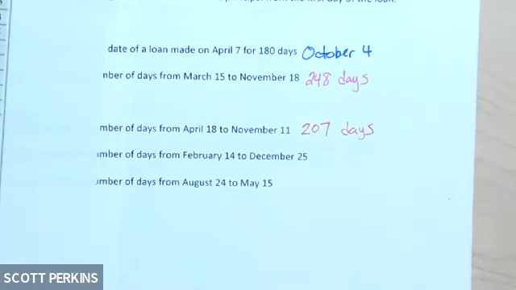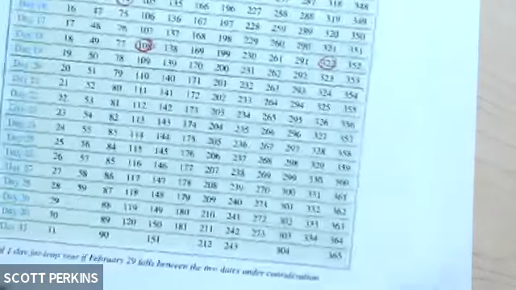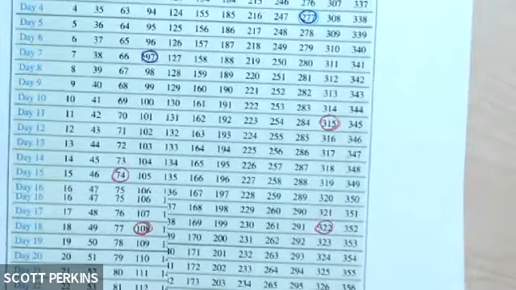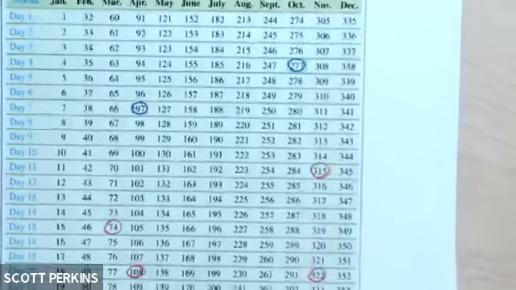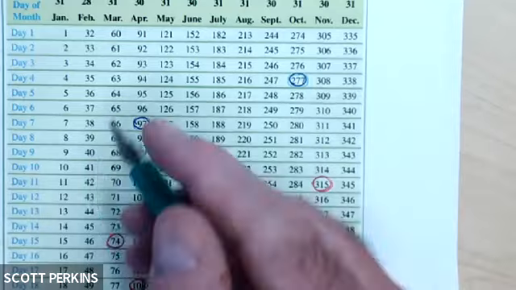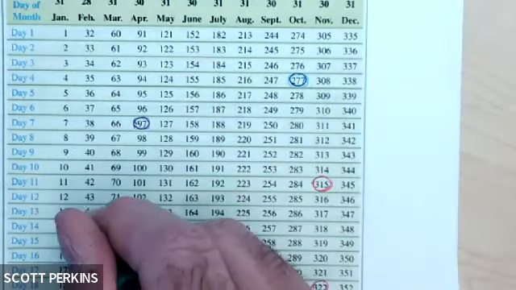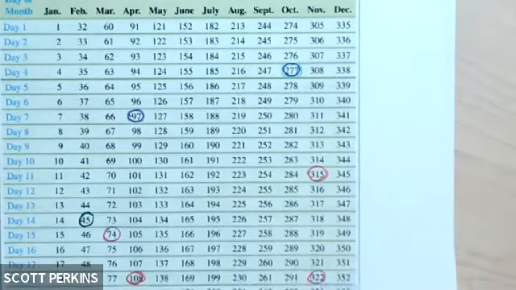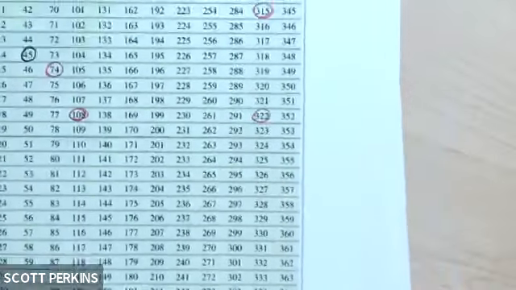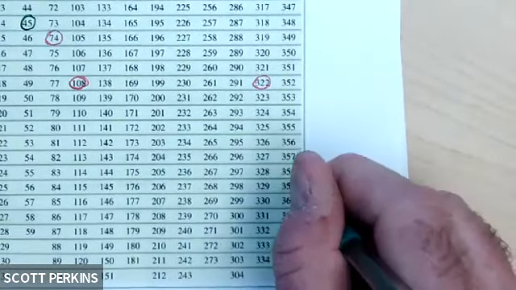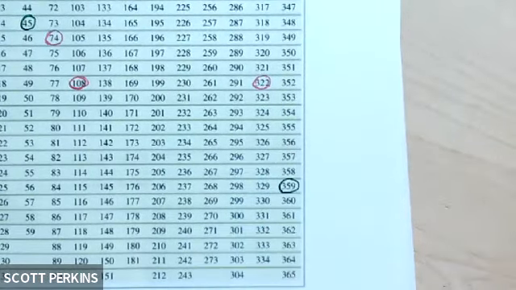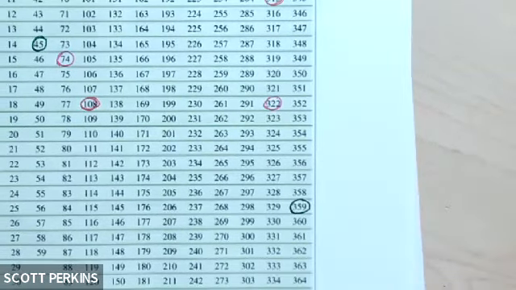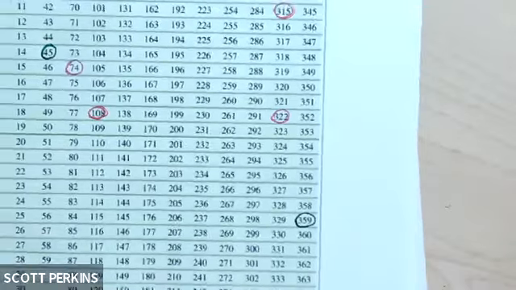Okay, the next one says February 14th to December 25th. So Valentine's Day to Christmas, I guess. February 14th is the 45th day of the year. And then December 25th is going to be the 359th day of the year. So when I subtract 359 and 48, I end up with 311 days.